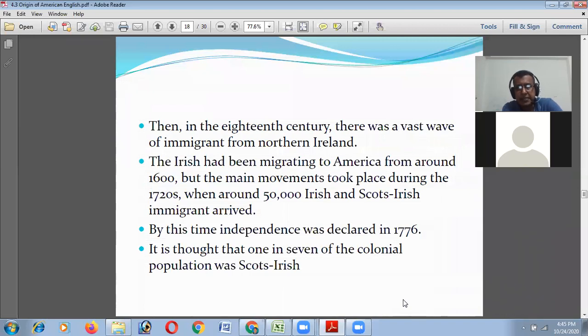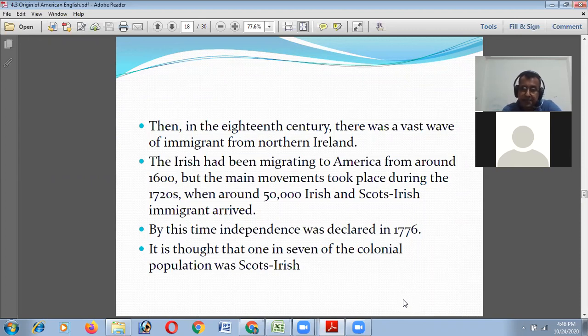Then in the 18th century, there was a vast wave of immigrants from Northern Ireland. The Irish had been migrating to America from around the 1600s, but the main movement took place during the 1720s, when around 50,000 Irish and Scots-Irish immigrants arrived. So in that period, many people from Ireland and Scotland left the UK and went to America.